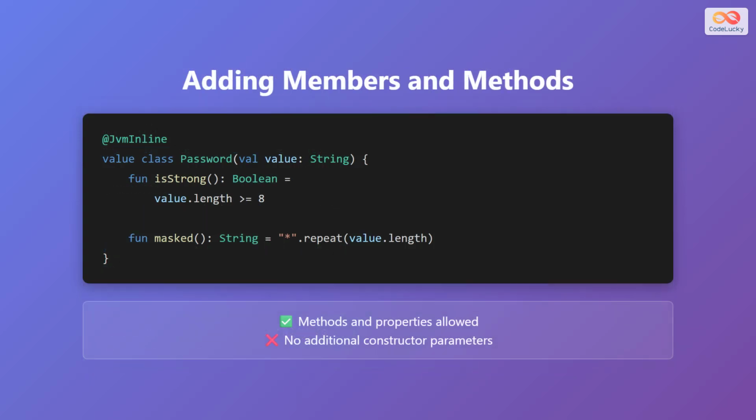Value classes aren't just simple wrappers. You can add methods and computed properties to them, just like regular classes. For example, this Password value class includes an isStrong method that checks if the password meets length requirements, and a masked method that returns asterisks instead of the actual password. These methods provide convenient functionality while still maintaining zero runtime overhead for the wrapper itself.